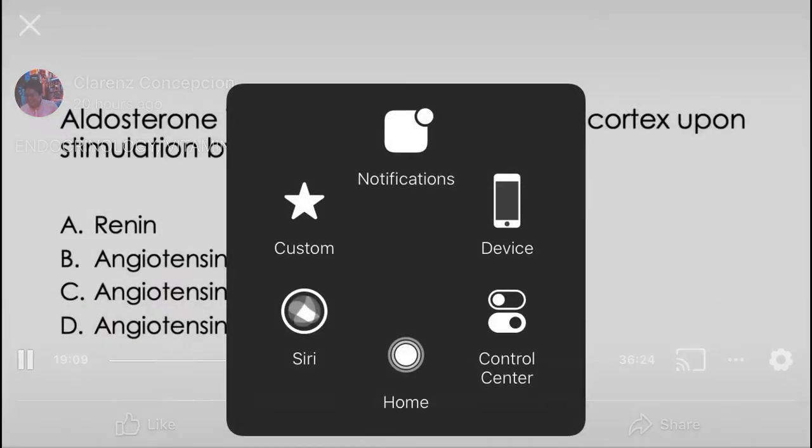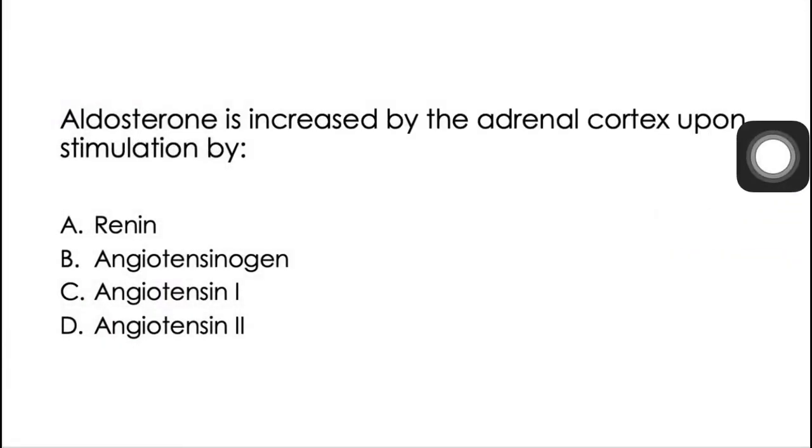Okay. Next, we have here, aldosterone is increased by the adrenal cortex upon stimulation by, so aldosterone nga po is produced by the adrenal cortex, and then this one is upon the stimulation of your angiotensin 2, letter D. Okay, so in your CM, kung pwede natin mabalikan si RAAS system or renin angiotensin aldosterone system, 'di ba?